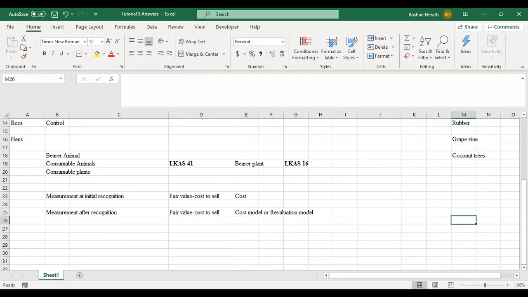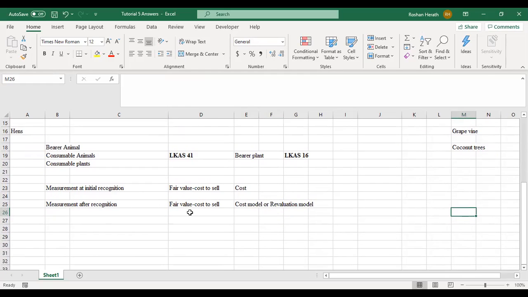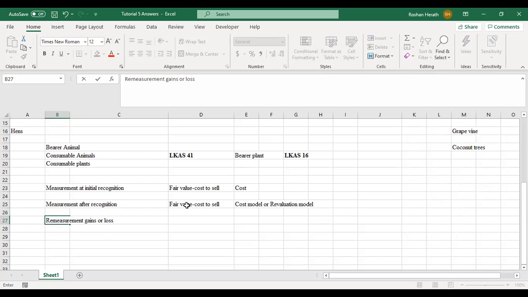And most importantly, these are the remeasurement gains and losses. In the measurement after recognition, you need to remeasure them at each reporting date, and then you would have some remeasurement gains and losses. Those must be recognized in profit or loss. That is another important thing, profit or loss. So here, this is what we do: we recognize the gains and losses on the remeasurement in P&L.